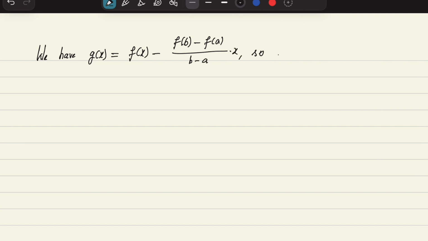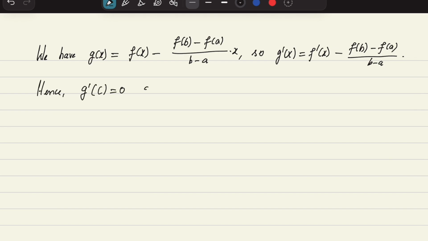So g dash of x is equal to f dash of x minus (f of b minus f of a) divided by (b minus a). So this is the derivative g dash of x. Hence g dash of c equal to 0, because we have obtained it on the previous page, g dash of c is equal to 0.